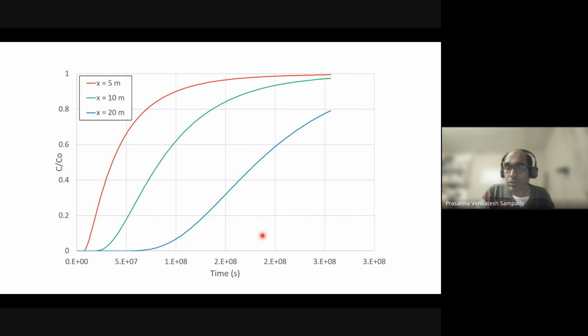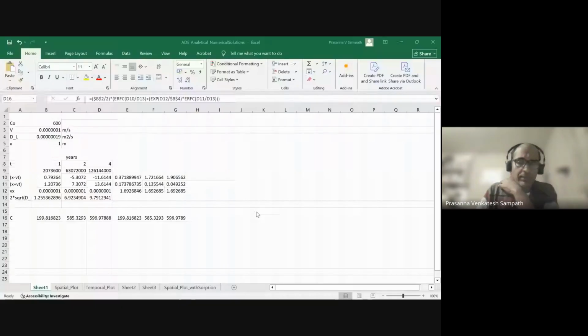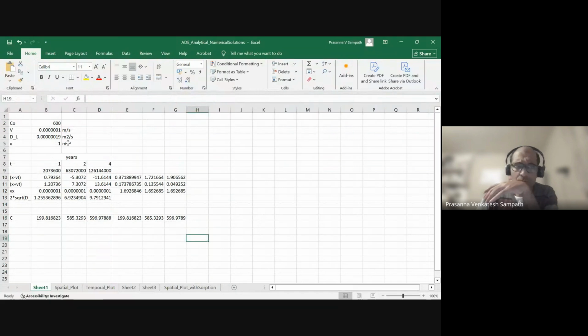Now I will also share the Excel file which I used to compute this. I'll just quickly demonstrate what this Excel file is doing. So C naught is 600 ng per liter. The velocity is 10 power minus 7 meters per second. I've put that in. The dispersion coefficient is 1.9 into 10 power minus 7 meters square per second. And x is 1 meter, so at 1 meter, I'm just computing these numbers.